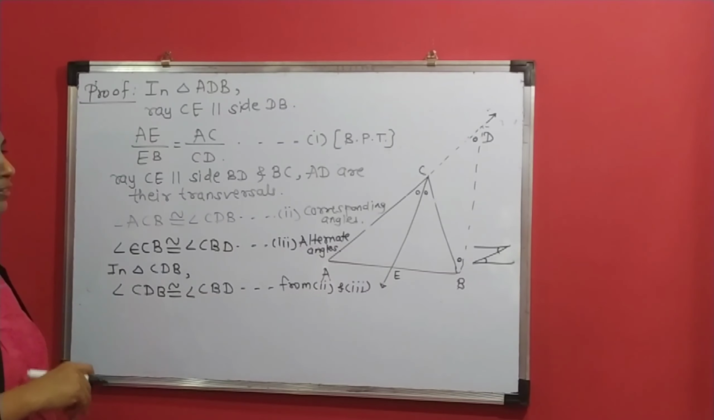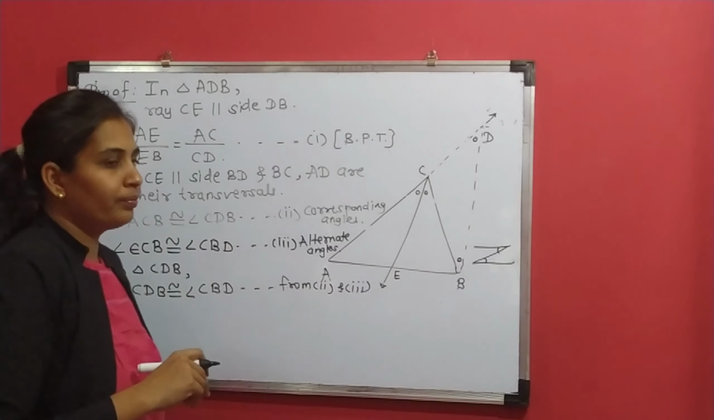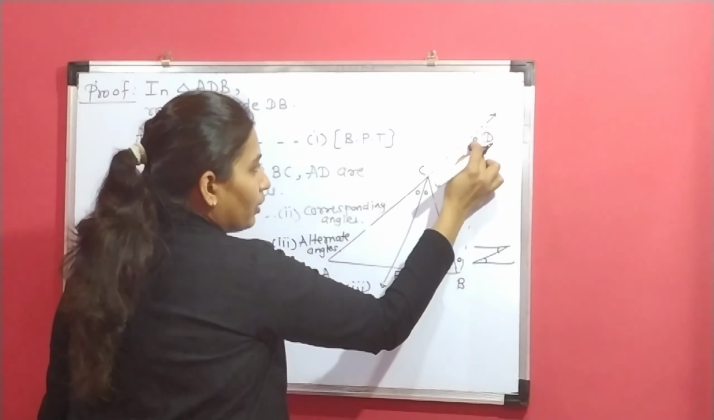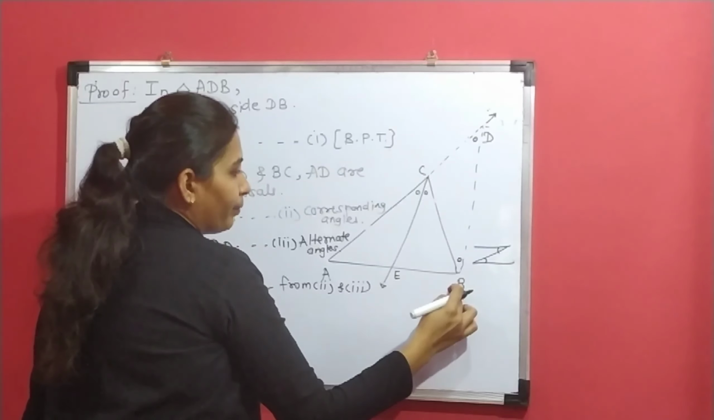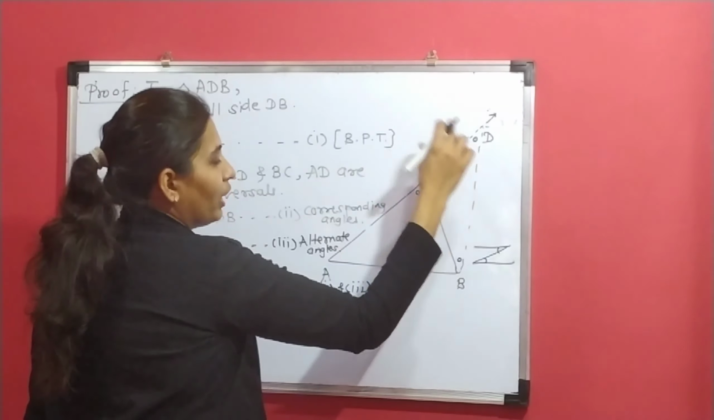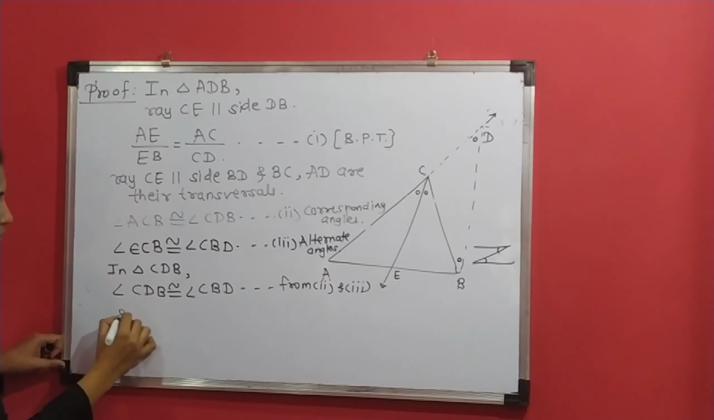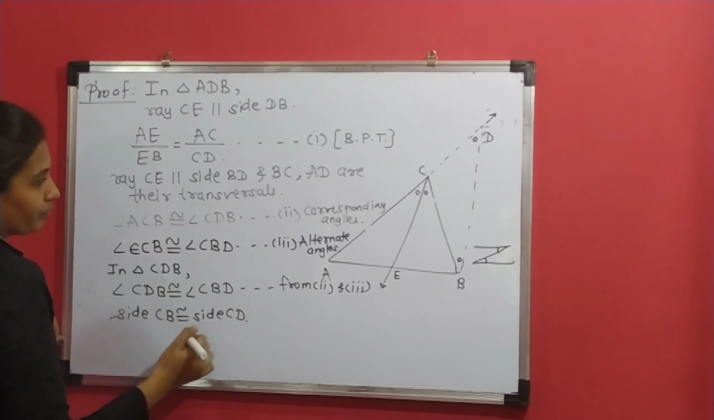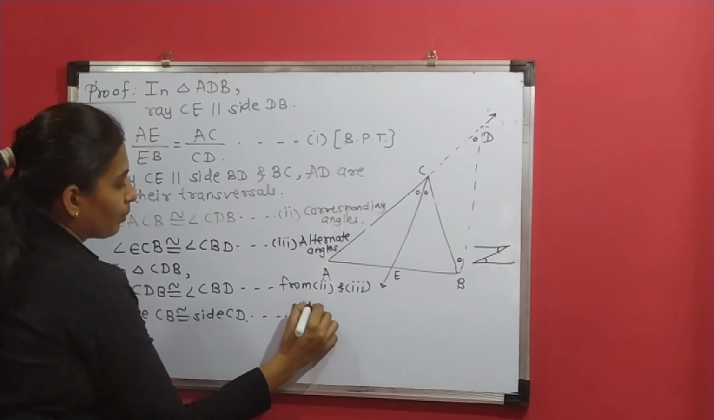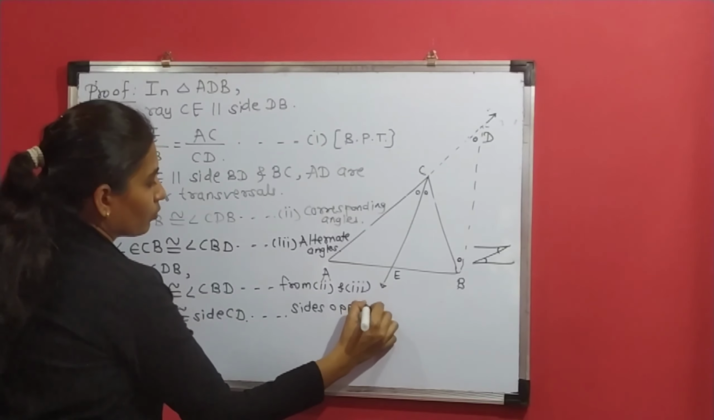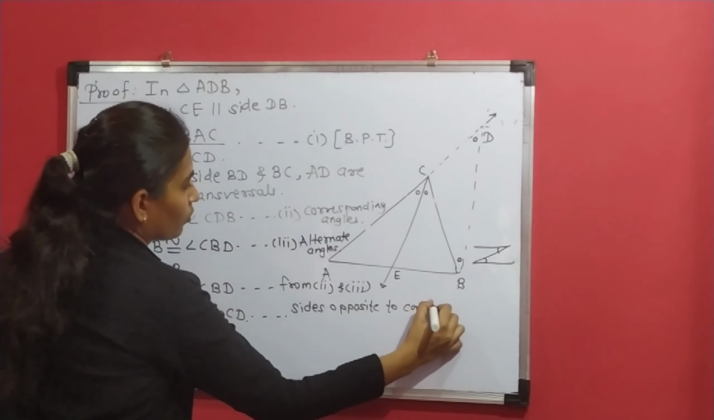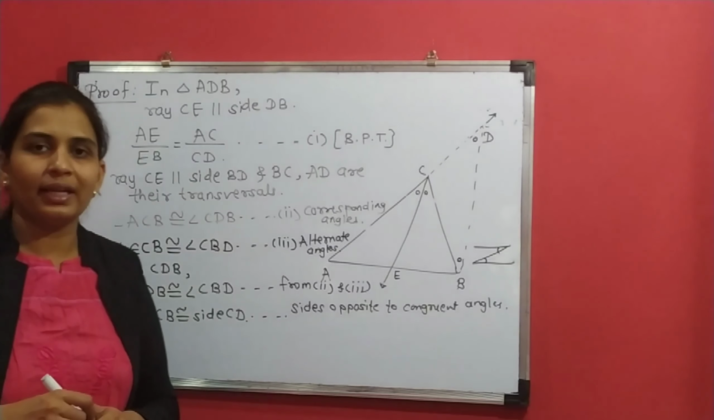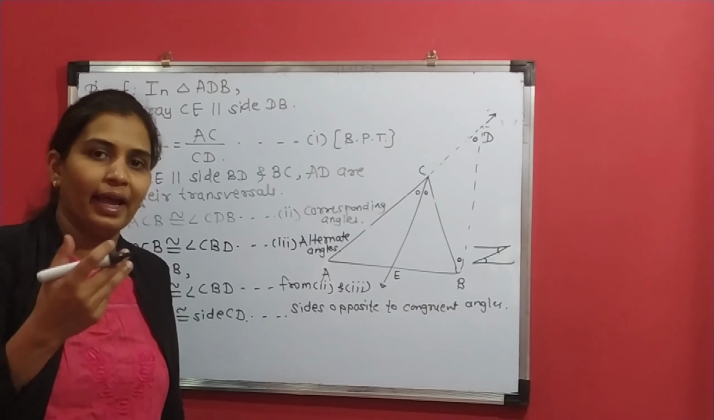Now students, if these two angles are congruent, then the sides opposite to them will also be congruent. It means the side opposite D, that is CB, and the side opposite B, that is CD, will be congruent. So side CB is congruent to side CD. Sides opposite to congruent angles are congruent.